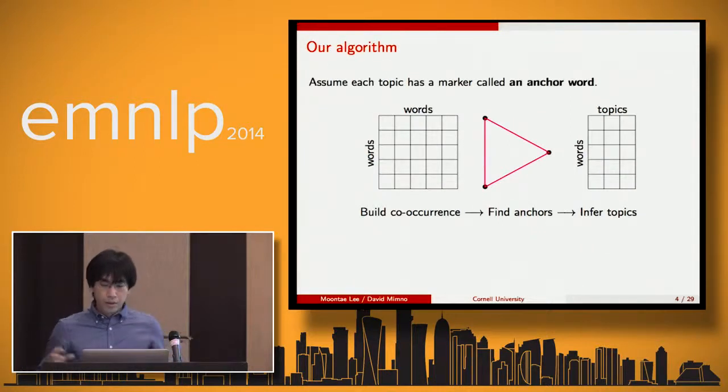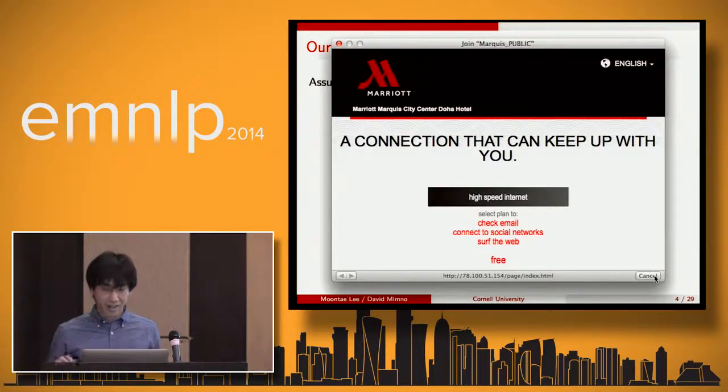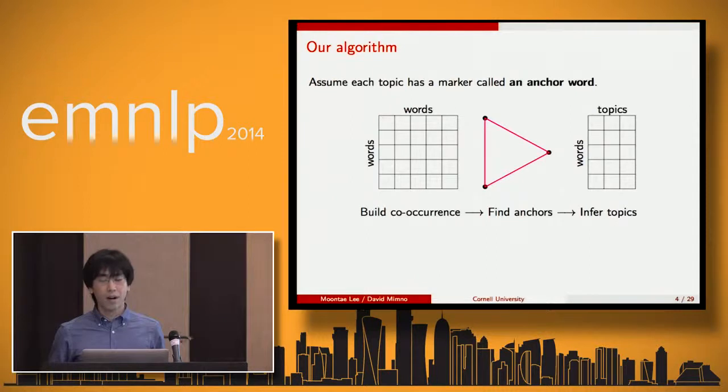Our algorithm is called the anchor word algorithm, and it makes an assumption. Every topic has an anchor, which is a specific marker associated with that topic. The main three steps are: first, we build a co-occurrence matrix, then find anchors based on that co-occurrence statistics, and then we infer topics based on those anchors.